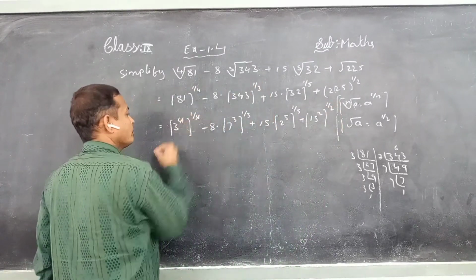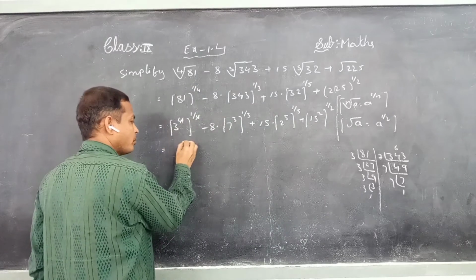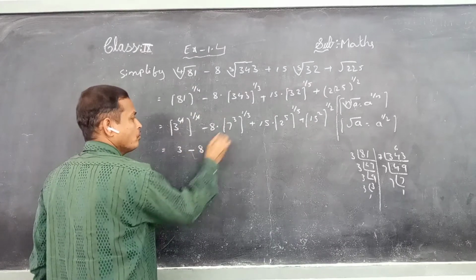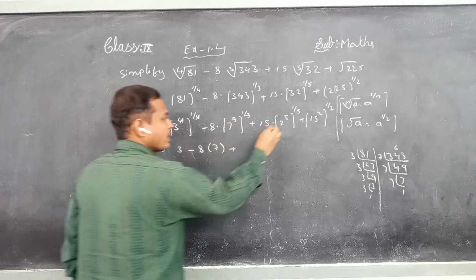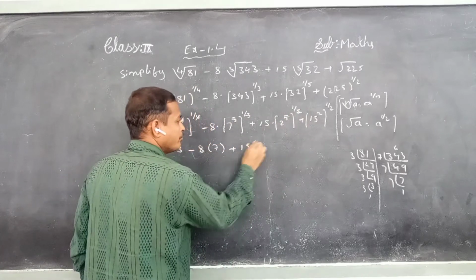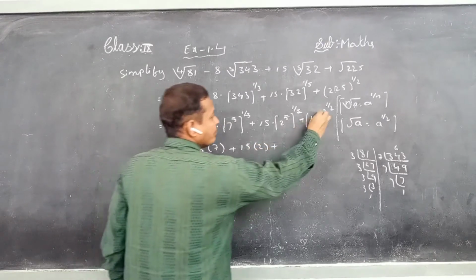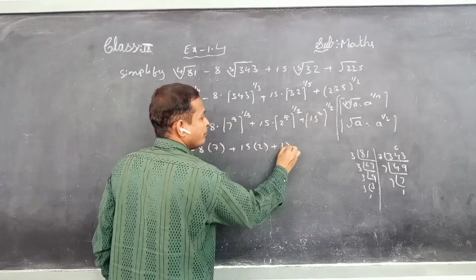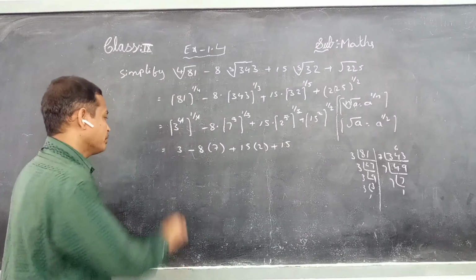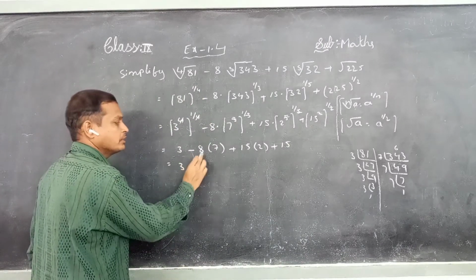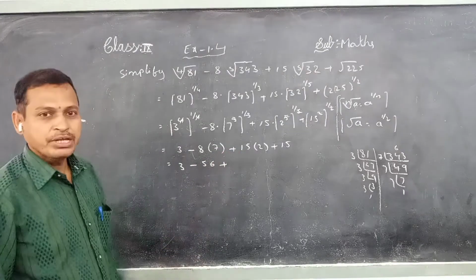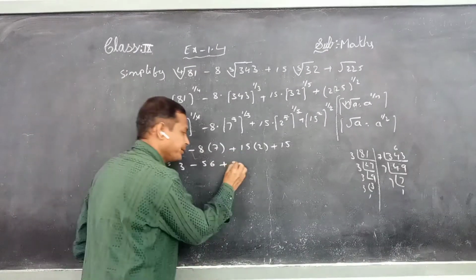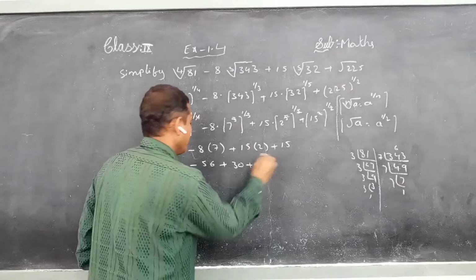Children, 4 cancelled. Remaining value 3 power 1, means 3. 8 into 3, cancelled. Remaining value 7. Plus again 5 cancelled, 15 into 2. Again 2 cancelled, 15. Okay, children. 3 minus 8 7s are 56 plus 15 2s are 30 plus 15.